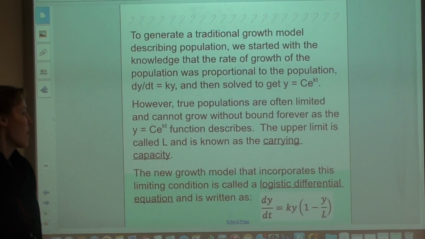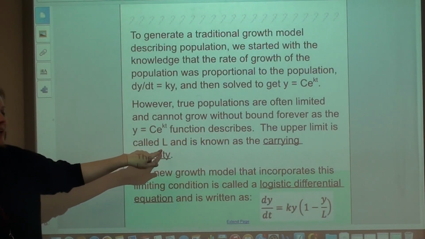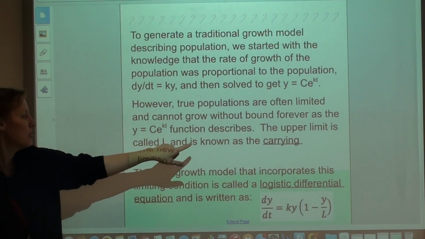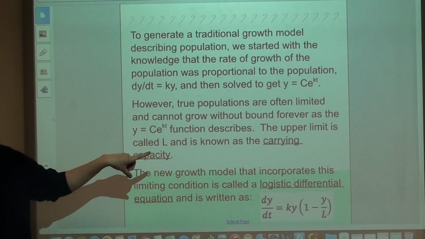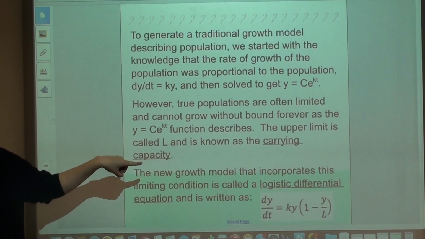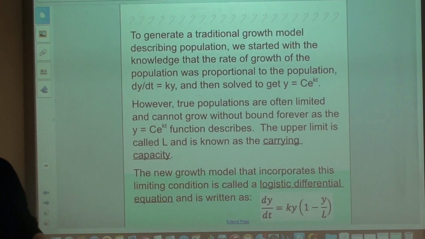So this upper limit is called L, and its technical term is the carrying capacity. Carrying capacity. People have mentioned they've heard this before. Have you heard this before? Biology. Oh, good. Okay. All right. So we're relating.